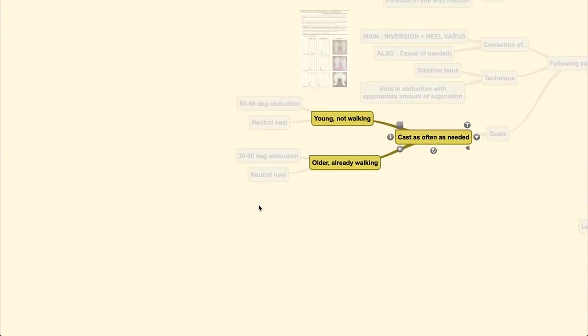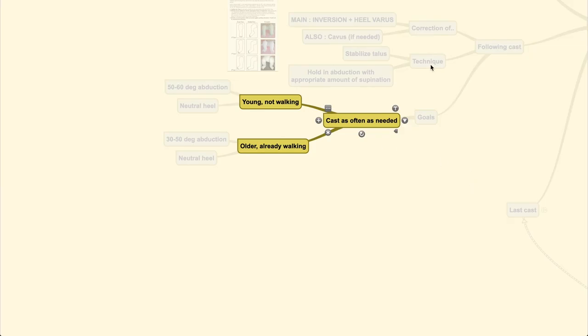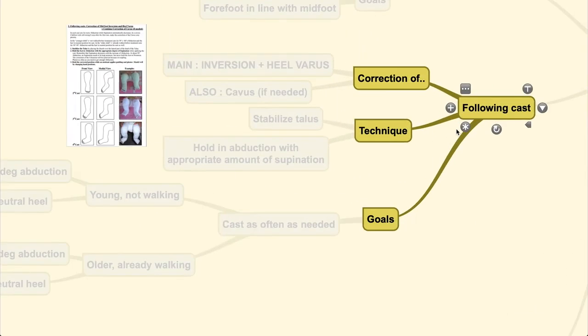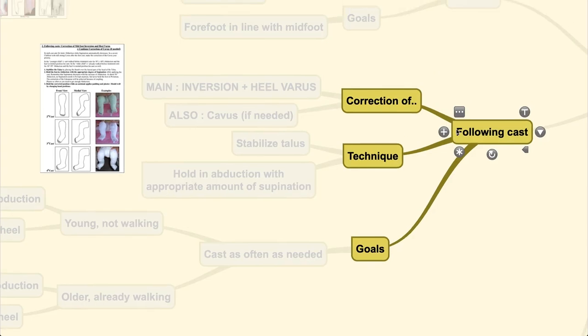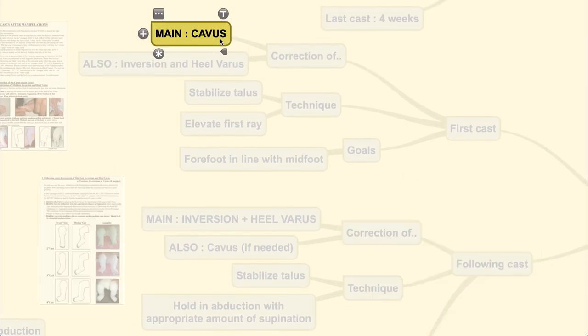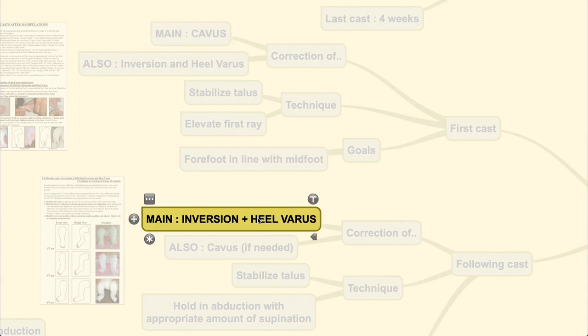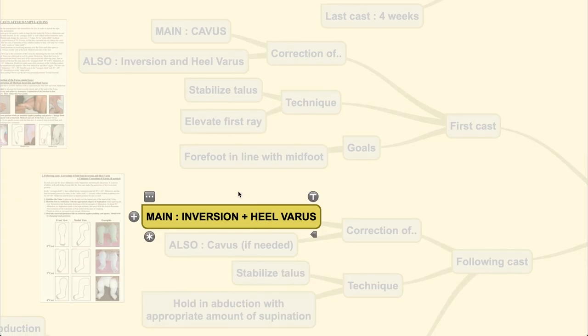Now, going back to the cast. Some authors use the mnemonic CAVE to determine the appropriate method of correction. They would have you correct CTEV by first focusing on the cavus, then the adductus, followed by the heel varus, and finally correcting the equinus.